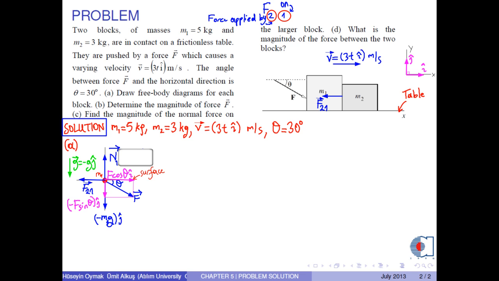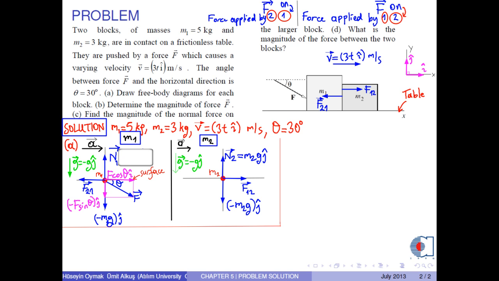Additionally, the acceleration is not drawn on the mass, and we use a different form of vector. The free body diagram for block 2 is where F12 is the force applied by mass M1 on mass M2. Okay, these are the free body diagrams for each block.